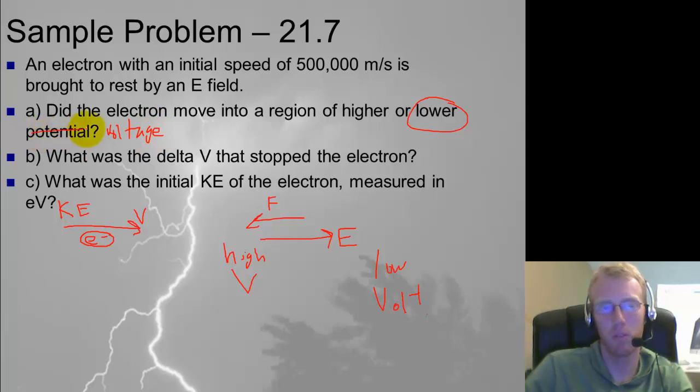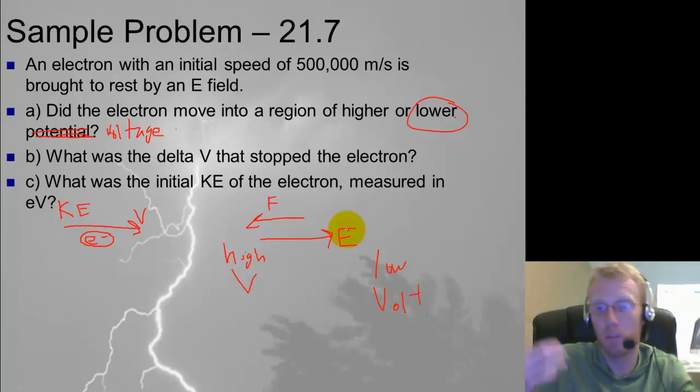So I changed most of the words potential to voltage, but might have slipped through one or two. So the electron must be moving to lower voltage. So naturally the electron would move to higher voltage, which means it would be speeding up, falling if you will. So here it's doing the opposite, so it must be going to lower voltage. What is the delta V that stopped the electron?